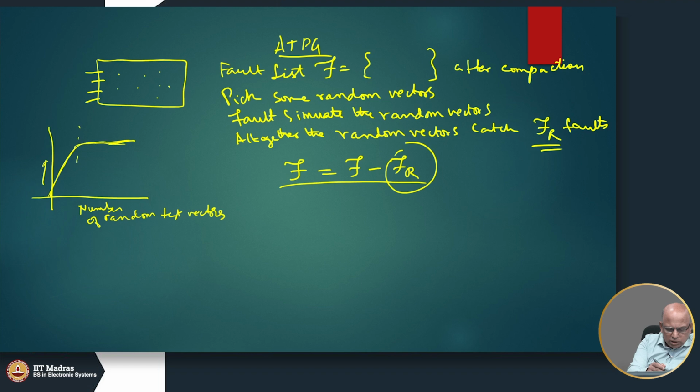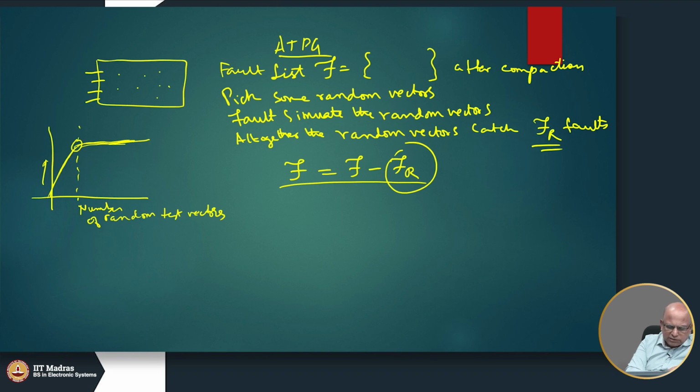So, up to this point, it is worth adding random vectors. Beyond that, random vectors are not very useful. It will increase very slowly. So, this is the optimal number of vectors that we can start with. You understood, no? So, whether it is 20 or 30, it is difficult to say. It depends on the circuit.